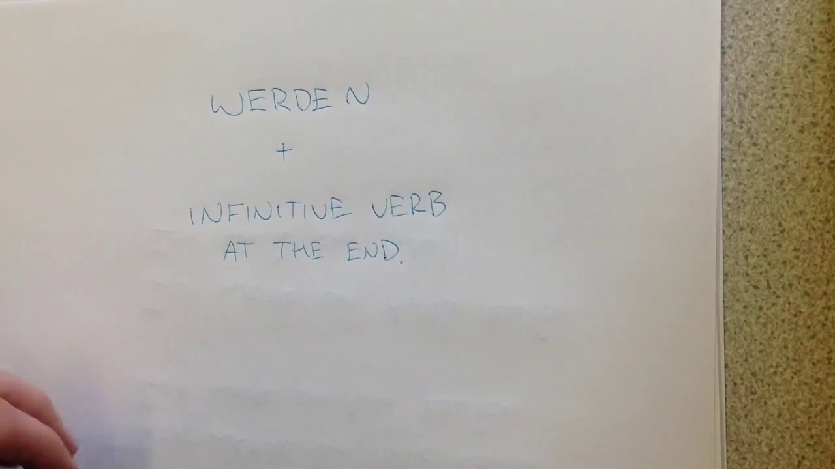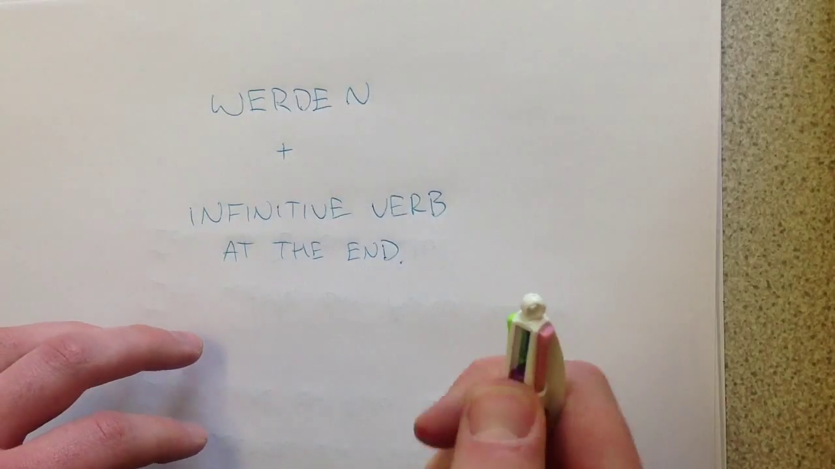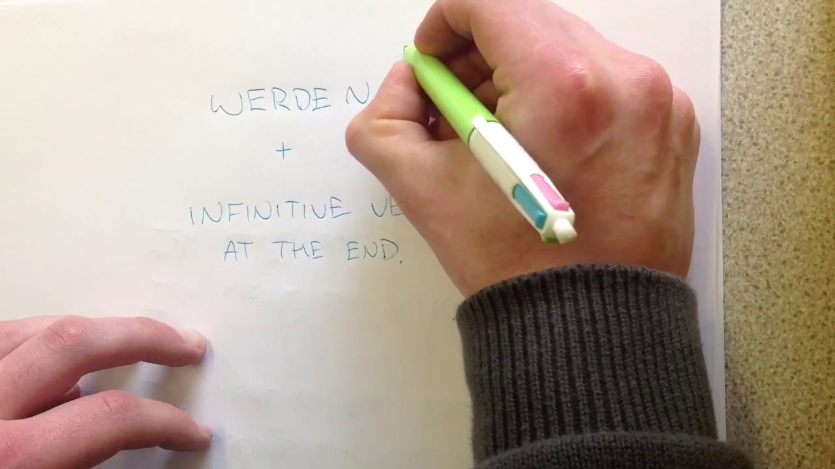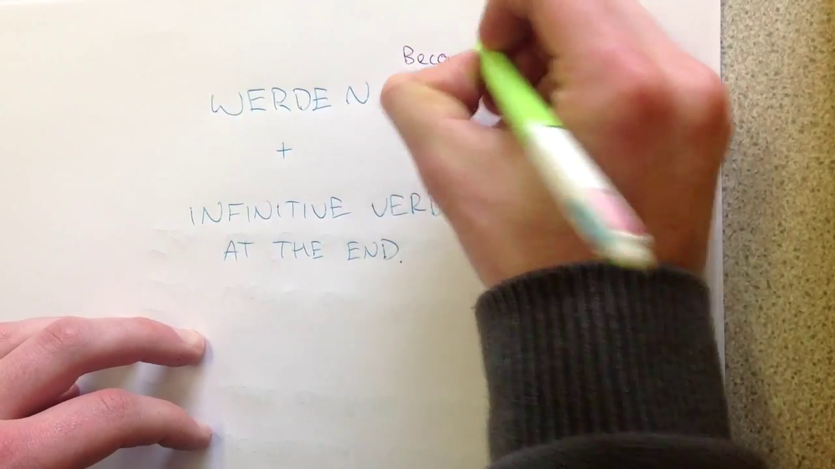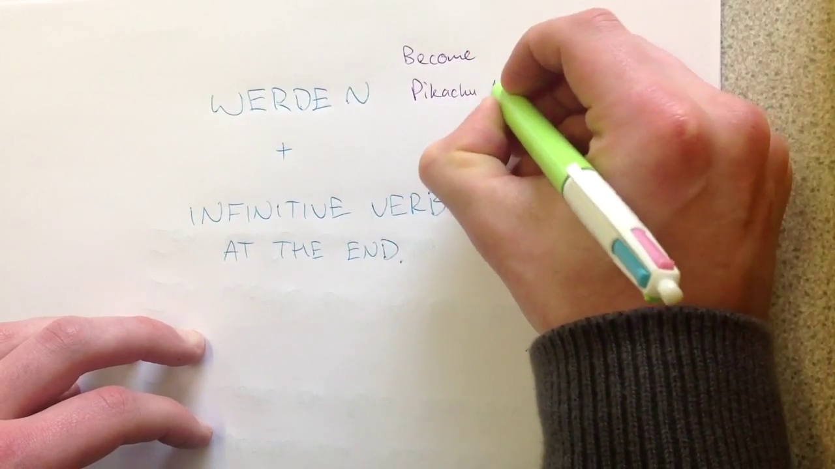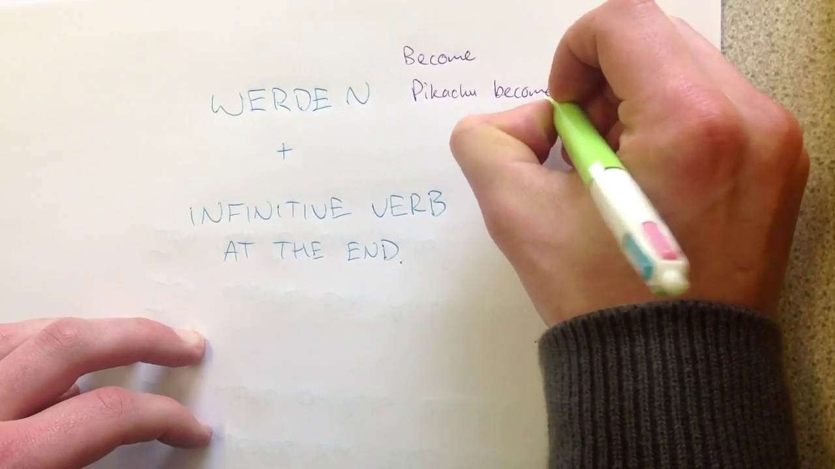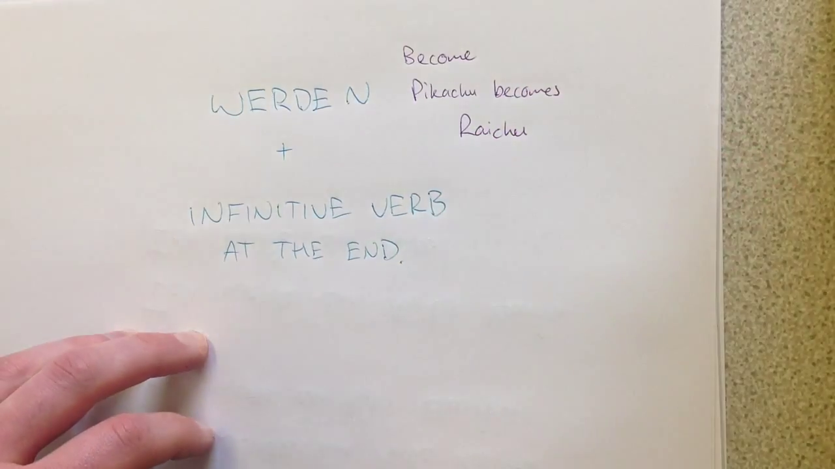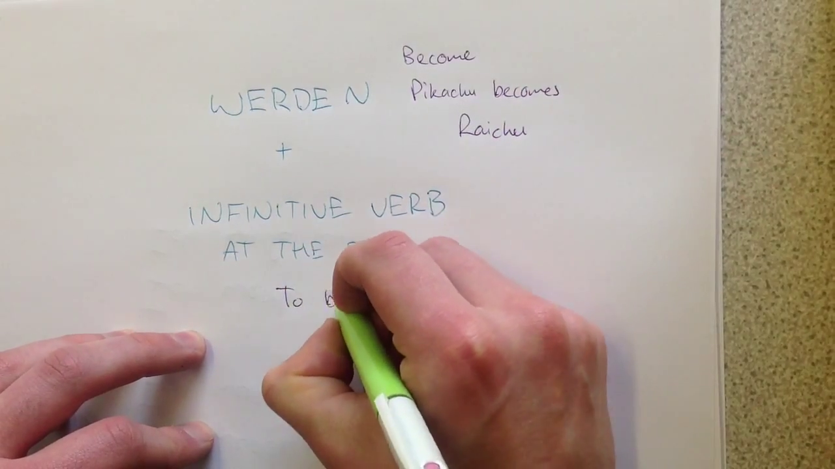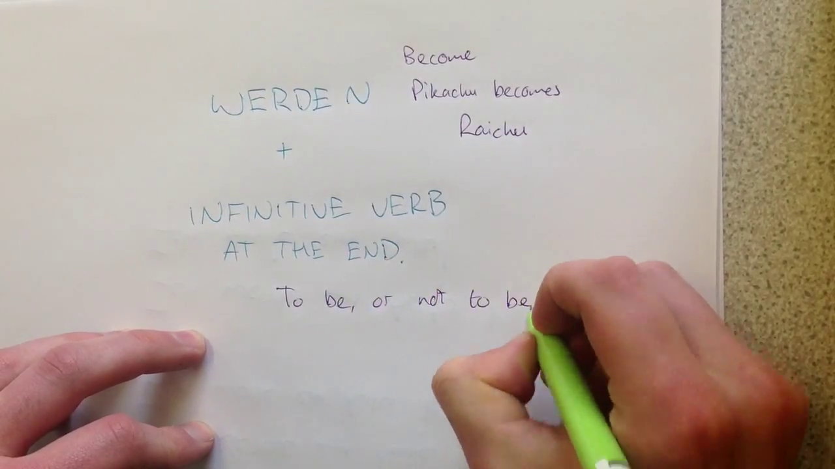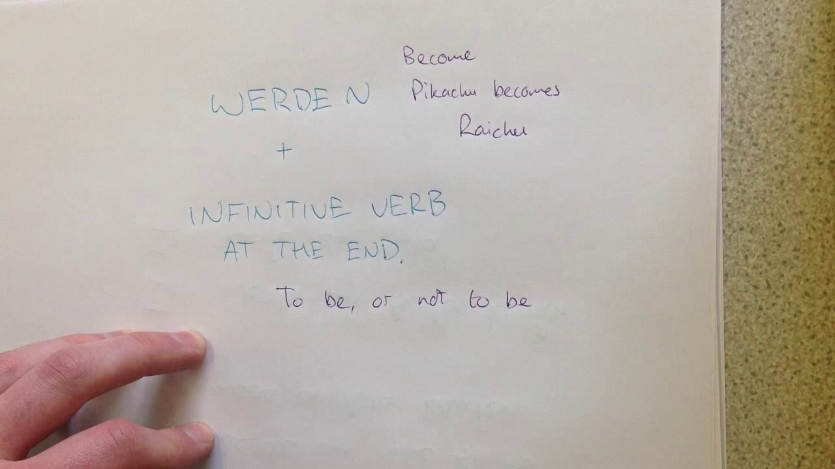As you'll have noticed, throughout all three of the main examples there we had werden. That means to become, as in one thing becomes another. Very important verb, mostly because of how often it is used to form the future tense in German. The next part would be an infinitive verb, a verb that would start with to. For example, to be or to play, to eat, to fly, and that has to be at the end of your clause, not necessarily your whole sentence though.